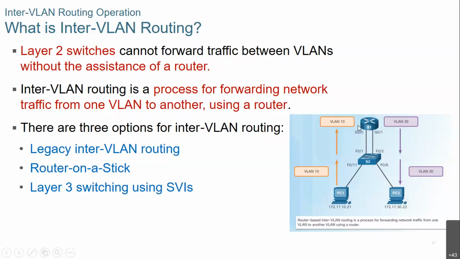Now, how does inter-VLAN routing work? There are three different methods for you to achieve inter-VLAN routing. One is legacy inter-VLAN routing. The name legacy should advise you that it is something used in the olden times. It is not used anymore, but we are teaching it for the purpose of education. Then we have router on a stick, and also layer 3 switching using SVIs, or switched virtual interfaces. So let's look at those two.